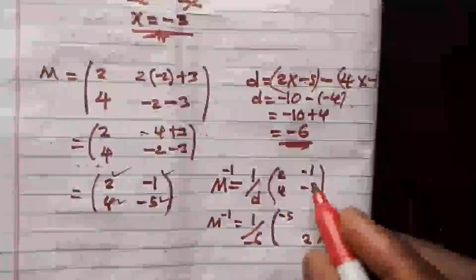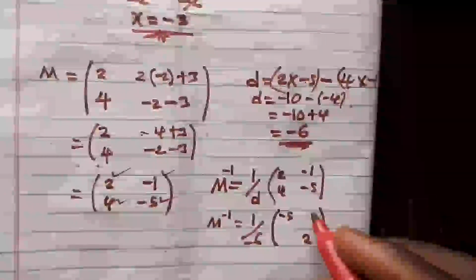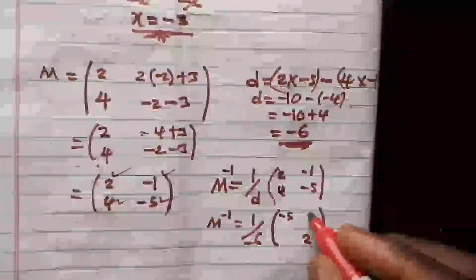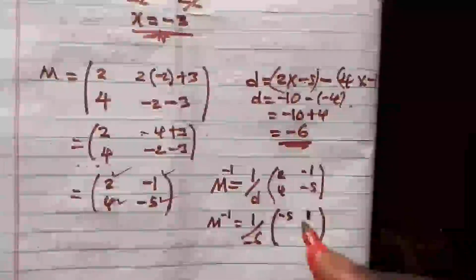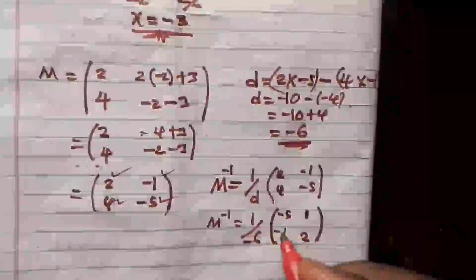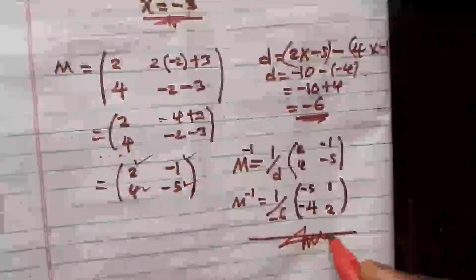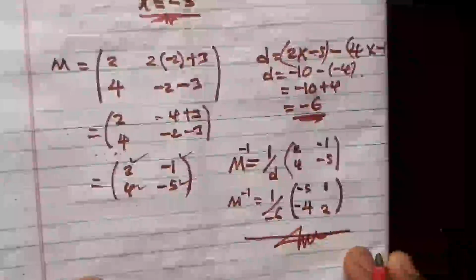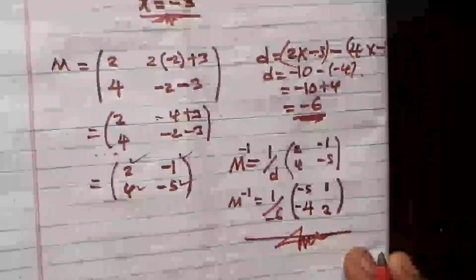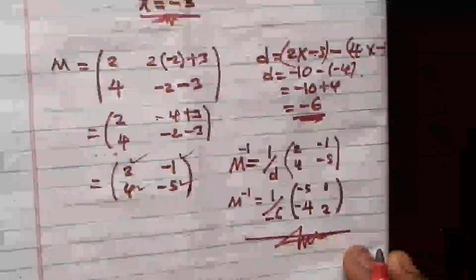So in this case here, we have this one, which is negative 1. So this negative 1 changes to positive 1. Then this one is positive 4, which means this one is going to change to negative 4 like this. So which means on this part here, we have found the inverse of matrix M. So this was the last one.